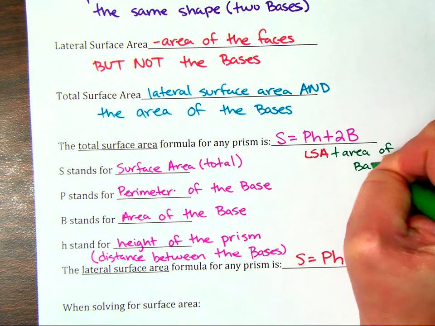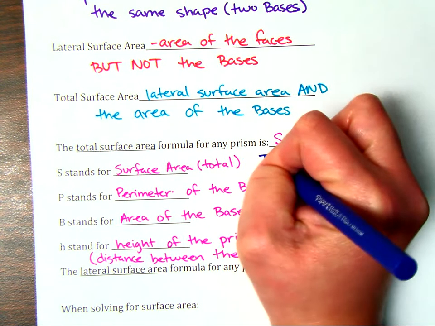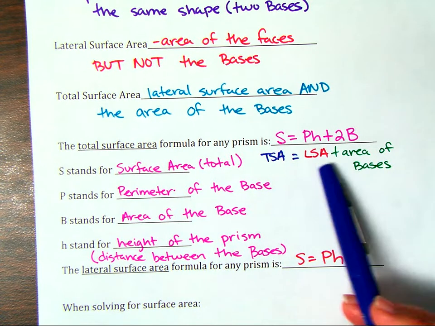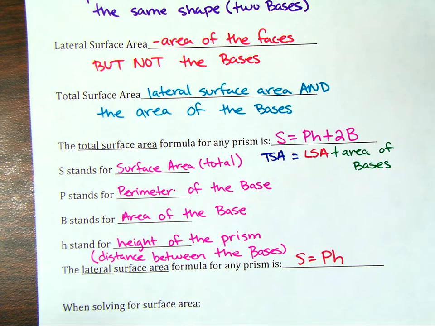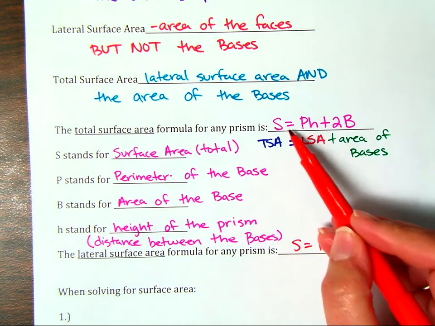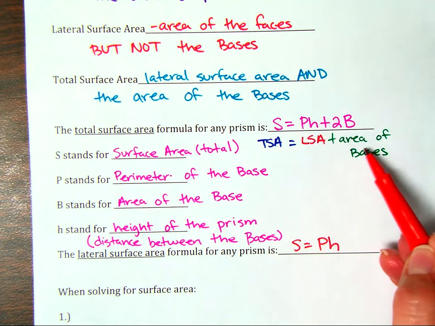If you stop and think about previous lessons we talked about, the lateral surface area plus the area of the bases is going to get you your total surface area. So I like to put TSA for total surface area and LSA for lateral surface area. So that's something we've talked about in previous lessons. So your total surface area is going to be your lateral surface area plus the area of the bases.